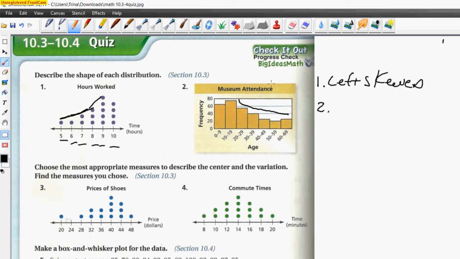So you are right. If anyone said that it is right skewed, you are correct. Right skewed. Excellent. Right skewed. Good job on that.